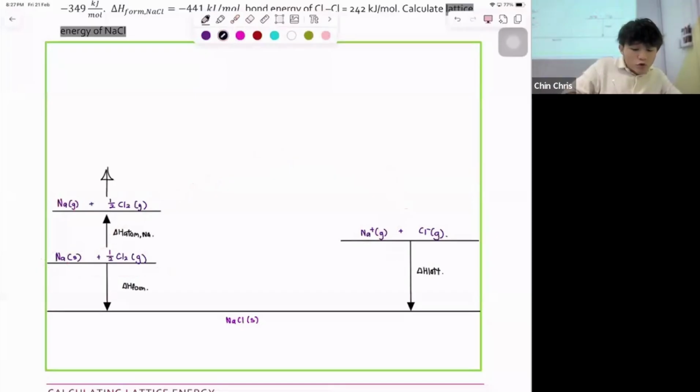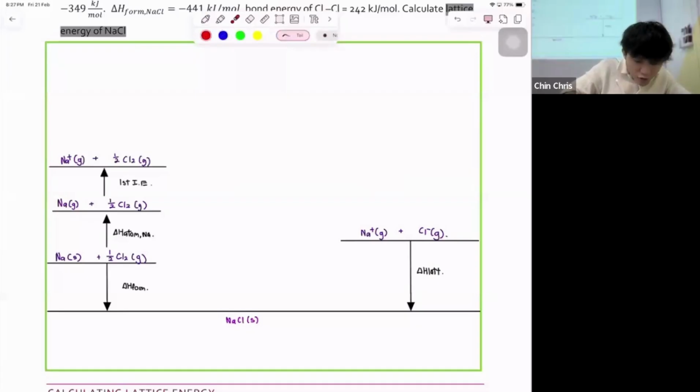How do you turn sodium into sodium plus? What's the process? Na to Na plus is the first ionization energy, right? So right now Na plus, correct? So guys, do you see that Na plus? Na plus is the same already.